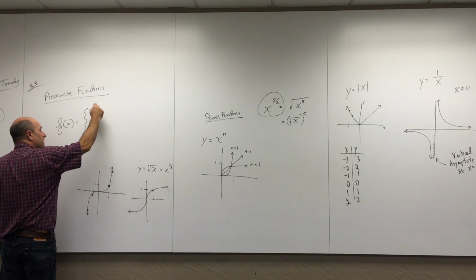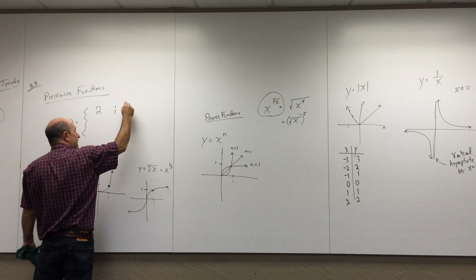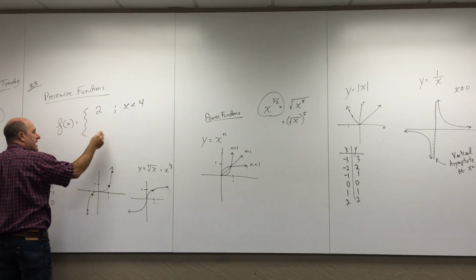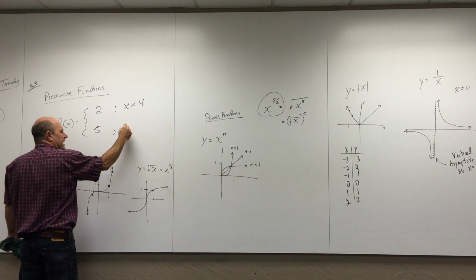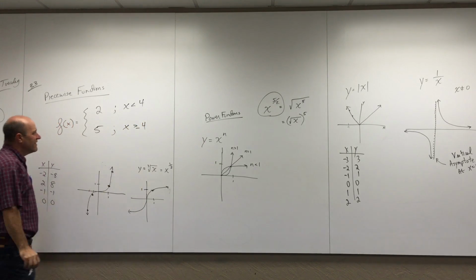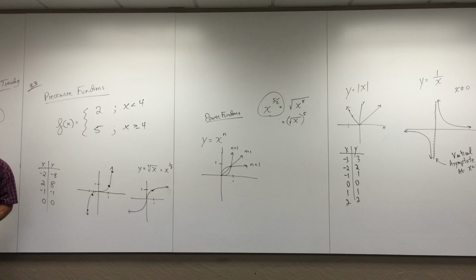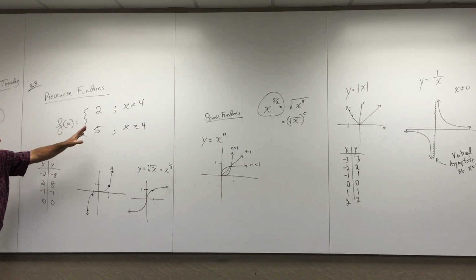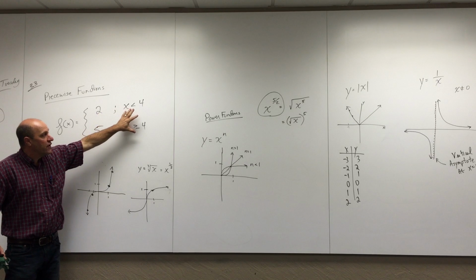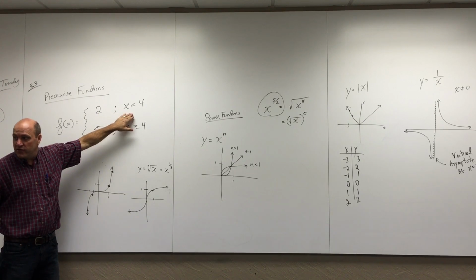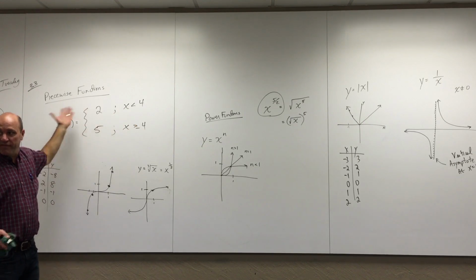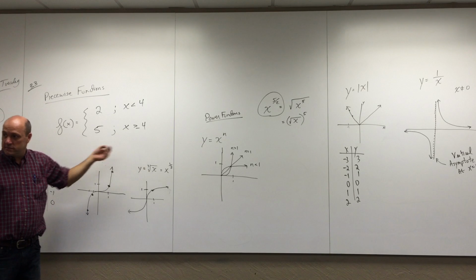This function equals 2 when x is less than 4. And then it equals 5 when x is greater than or equal to 4. It's called a piecewise function. It is defined in pieces, as you can sort of tell. I mean, look at the two pieces. When you look at a piecewise function, your brain ought to go over here first and realize, okay, when x is less than 4, it's one thing, and when x is greater than 4, it's another thing.